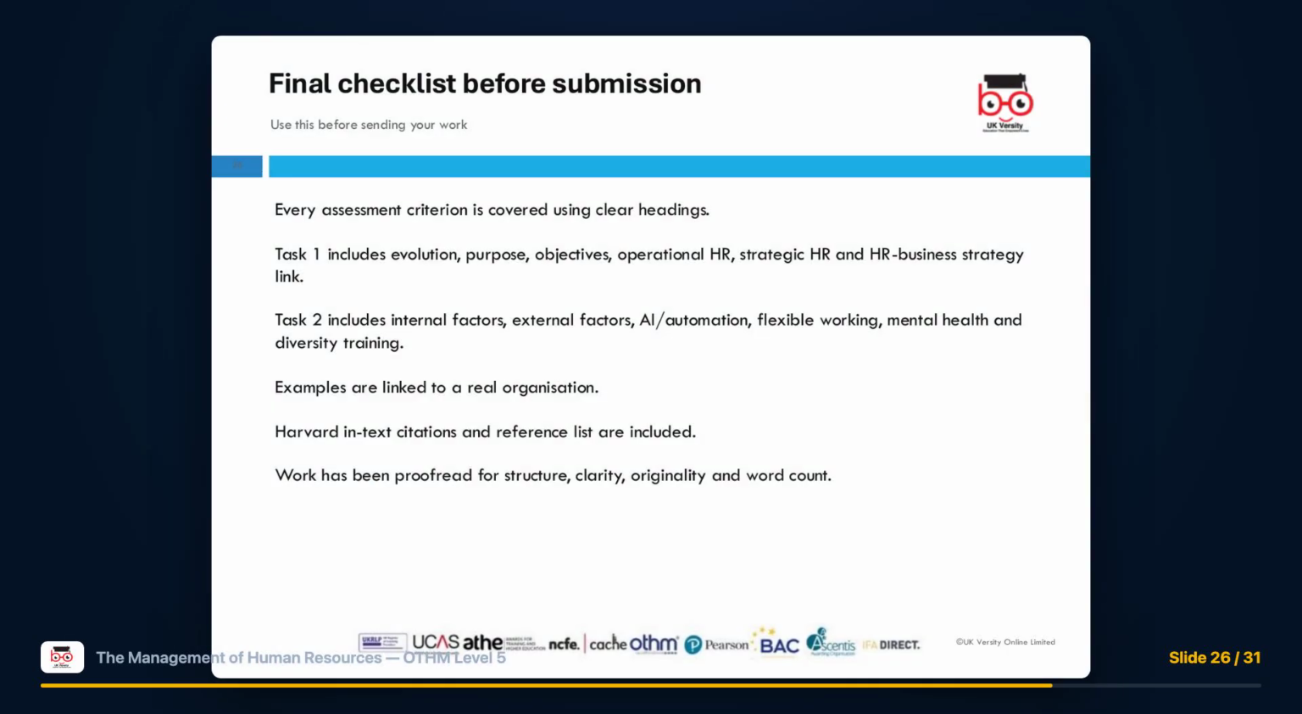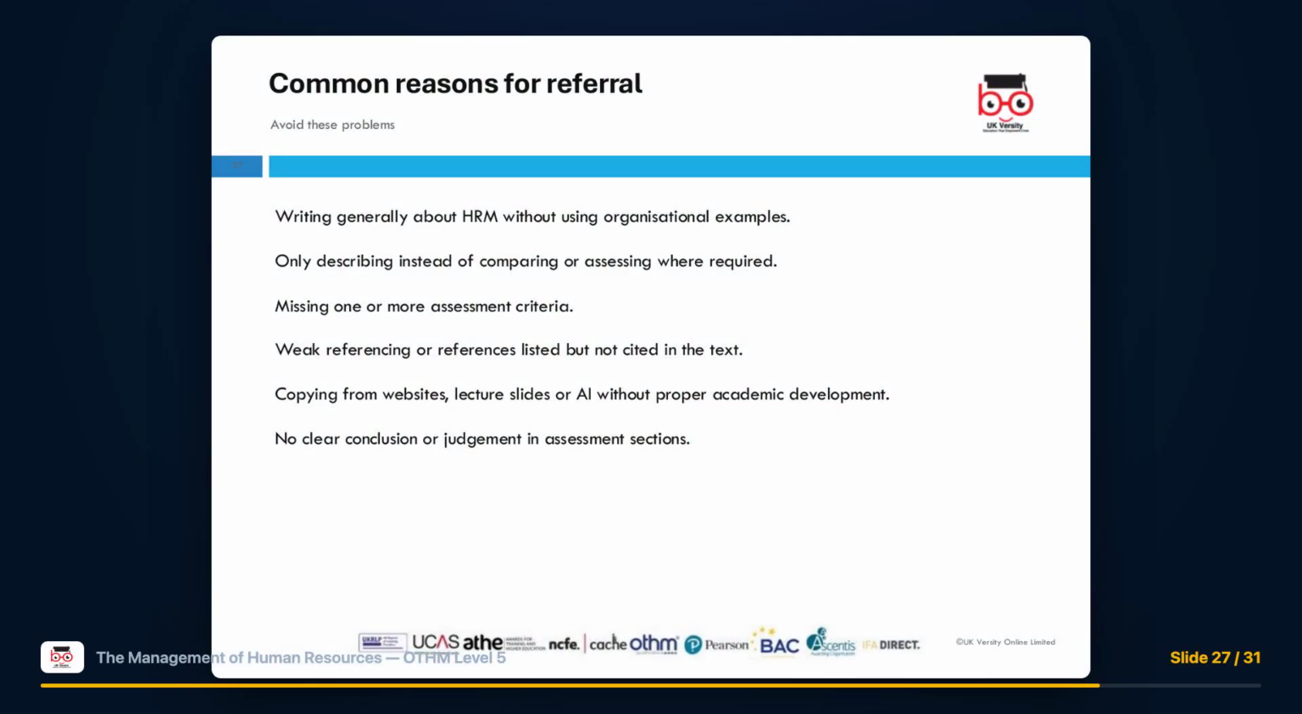A checklist before submission, every criterion covered with clear headings. Task 1 includes evolution, purpose, objectives, operational and strategic HR, and the HR strategy link. Task 2 includes internal and external factors, AI and automation, flexible working, mental health, and diversity training. Examples are linked to a real organisation, Harvard citations, and a reference list are included. And the work is proofread for structure, clarity, originality, and referral.